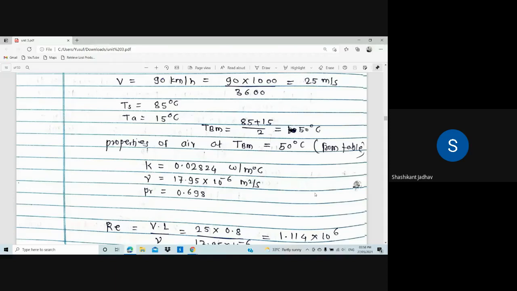TBM is equal to 85 plus 15 by 2, that is nothing but 50 degree Celsius. So properties of air at 50 degree Celsius from table is what is written.